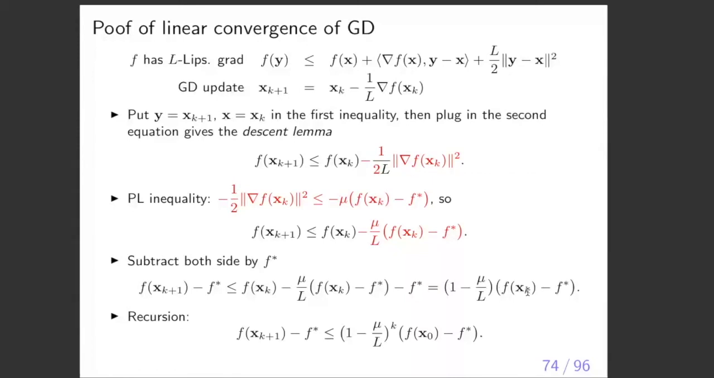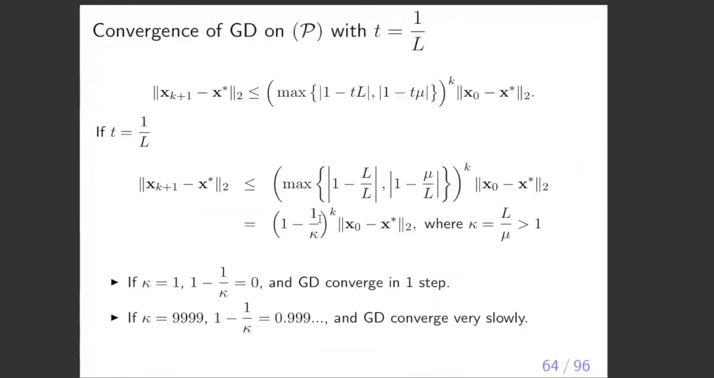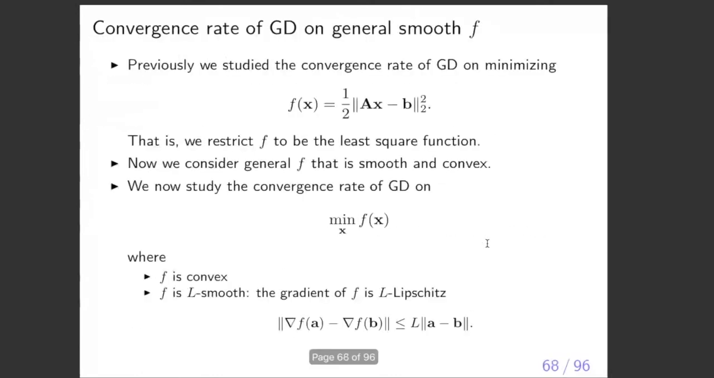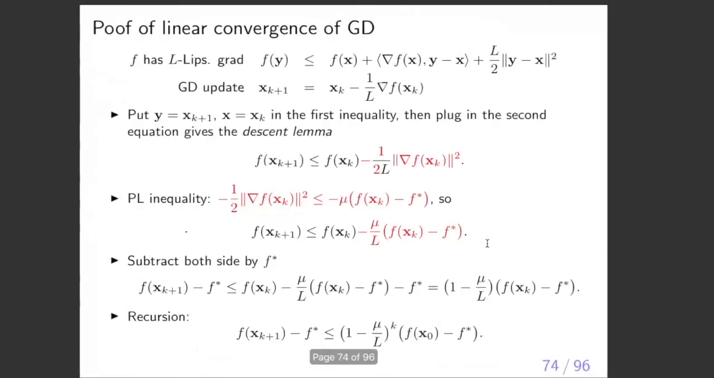This is at iteration k. Then this is the same for k minus 1 and k minus 2, and so on. So finally, you have this k in the power because you use constant step size. So this is convergent. This is something similar to what you saw before. Basically, this is 1 minus 1 over kappa, because kappa is L over mu. So this is the same thing, but now this theorem is for general f.